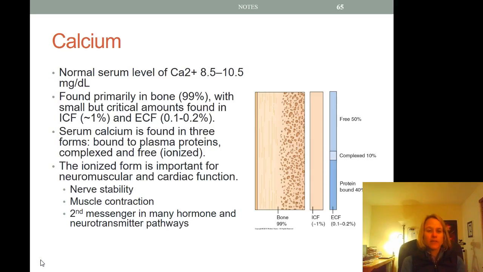Okay, let's talk about calcium. Normal serum level of calcium is about 8.5 to about 10.5 milligrams per deciliter. Most calcium in the body is found in the bone, with small but critical amounts found in the intracellular fluid and even less in the extracellular fluid. Serum calcium is found in three forms. It can be bound to plasma proteins, complexed, and free or ionized form. And that's that ionized form that is most important for neuromuscular and cardiac function. It's involved in nerve stability, muscle contraction, and calcium acts as a second messenger in many hormone and neurotransmitter pathways.